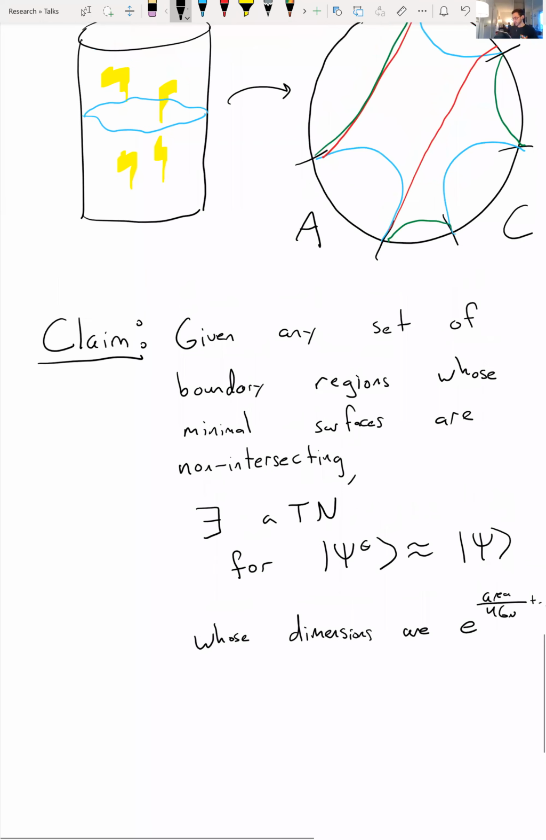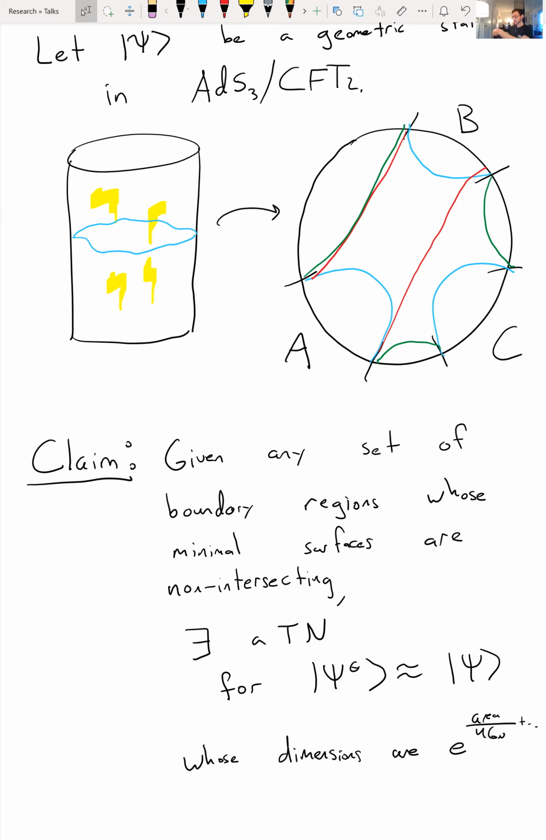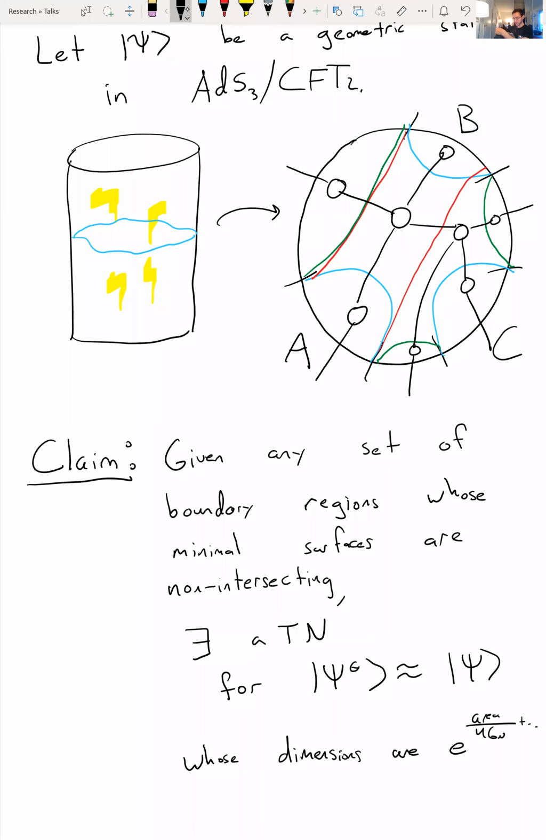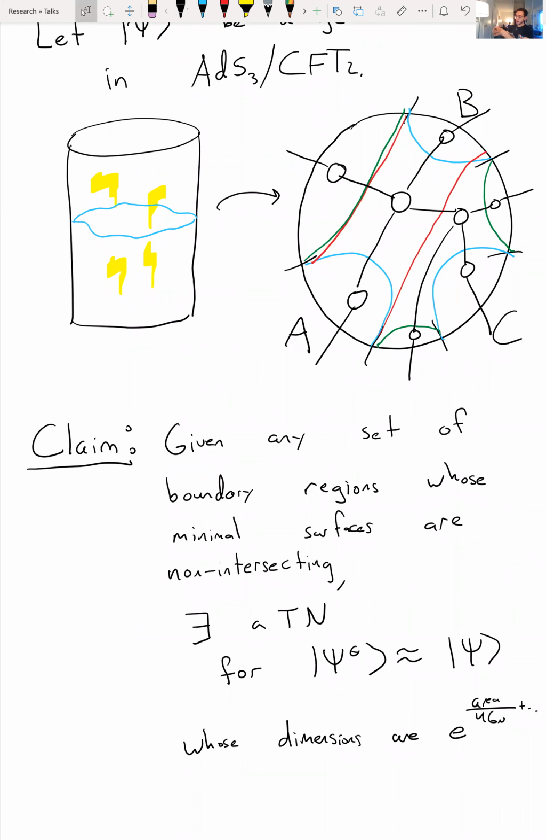So let me draw that for this picture I drew here. Say these are the minimal surfaces that I'm trying to represent. Then I can draw a tensor network that looks like this. It has one edge for each of the minimal surfaces I'm trying to represent. And the bond dimensions, that is the Hilbert space dimensions associated to those edges, are the right ones to reproduce the geometry of the surface, at least to reproduce its area. And furthermore, this tensor network is going to approximately reproduce the state that I started with.